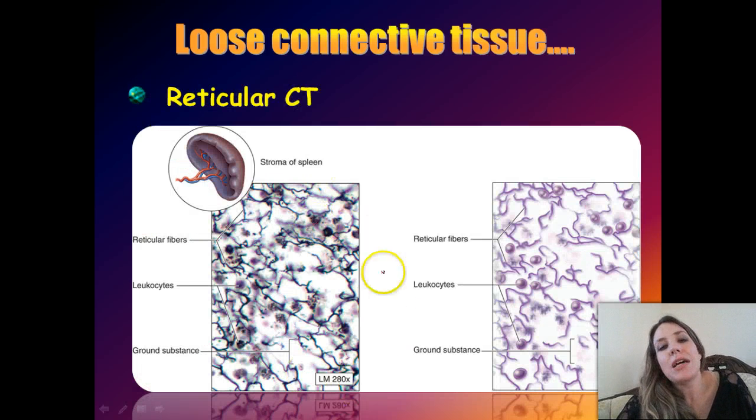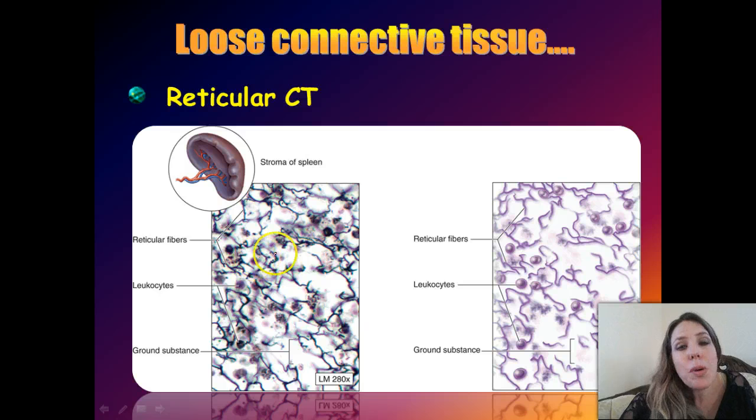This one is a little rarer in the body: you find reticular connective tissue associated with your immune organs. This is a cross-section from the spleen, which is an immune organ, and it's in the stroma, which is kind of like the middle of the spleen. But the dead giveaway here of reticular connective tissue is the reticular fibers. That's all these dark colored fibers here. Those are reticular fibers.